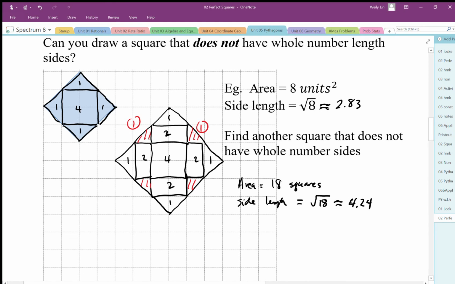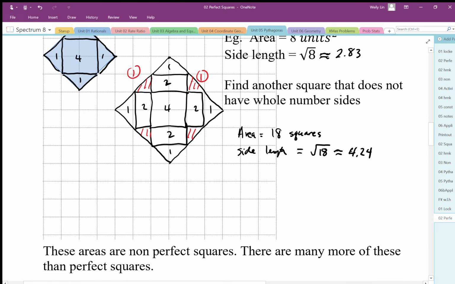4.24, which is about right, because if we think of a square of 16, that's going to be a side length of 4. The square of 18 is going to be just a little bit bigger. So there's one way to draw a non-perfect square.